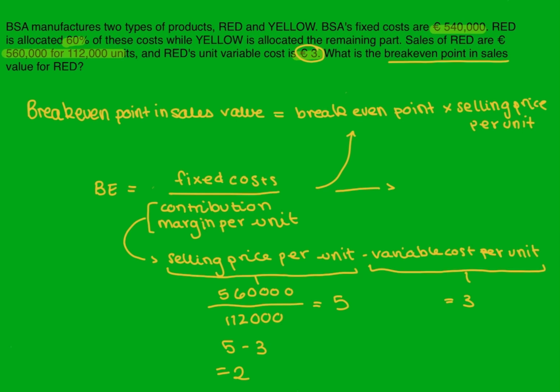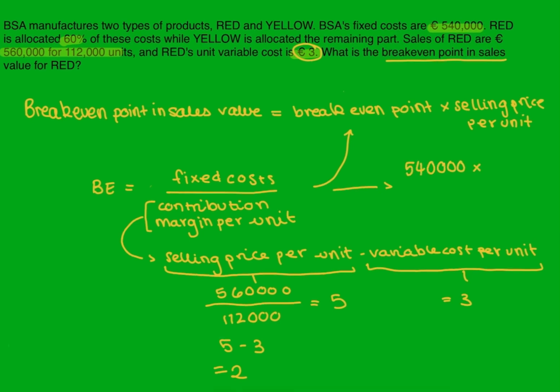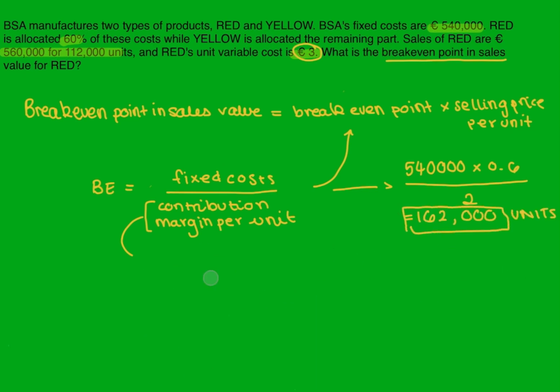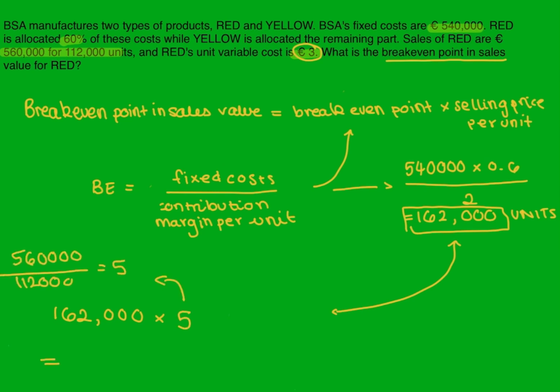Now you found your contribution margin per unit, and you have your fixed costs in the question. So the fixed costs are 540,000 times 0.6 over 2, which is equal to 162,000 units. And because you need it in break-even in sales value, it's 162,000 times the selling price, which is 5, because you found it already, 560,000 over 112,000, and your answer is 810,000.